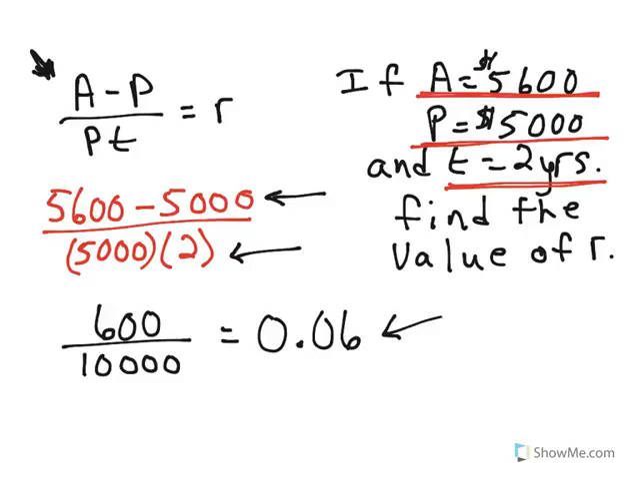Now rate is always solved for as a decimal. We need to change that to a percent by multiplying by 100, and that gives us a rate of 6%.